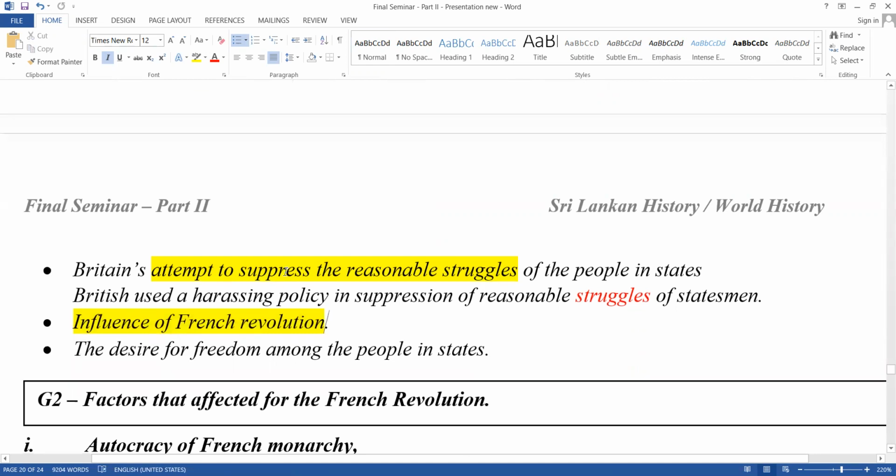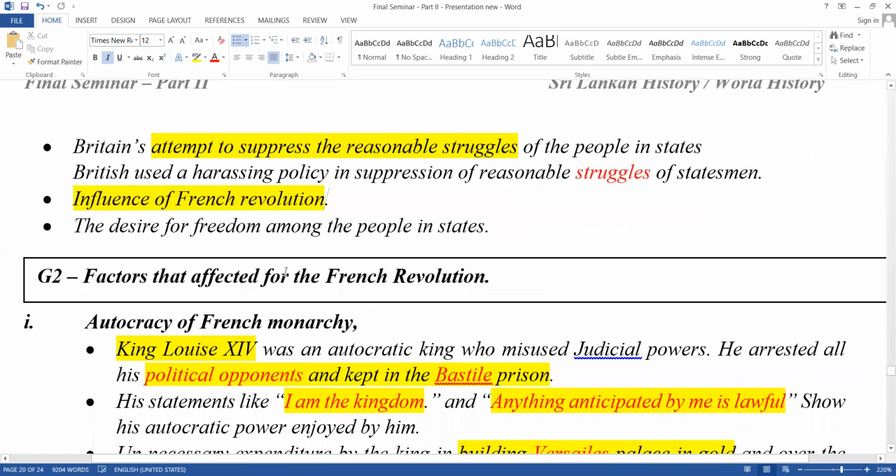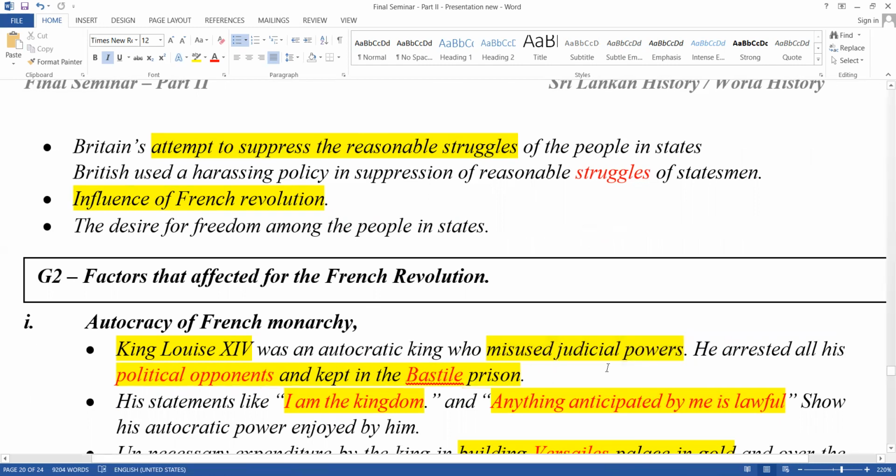Factors that affected the French Revolution. Okay, what reasons? Autocracy of the French monarchy. King Louis XIV was an autocratic king. He misused judicial powers. How did he misuse judicial powers? By keeping political prisoners. Who were the political prisoners? They were the people who became opposed to him. So political prisoners were kept in the Bastille prison without any wrong deed.